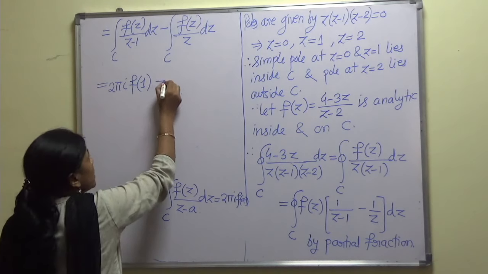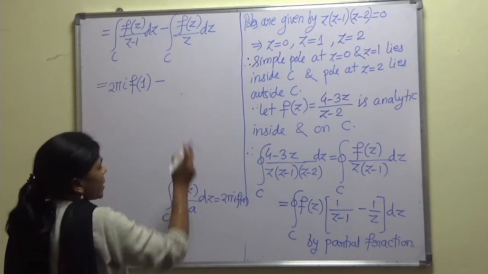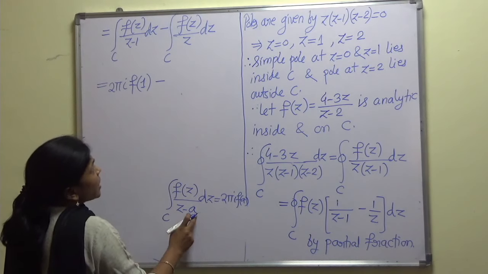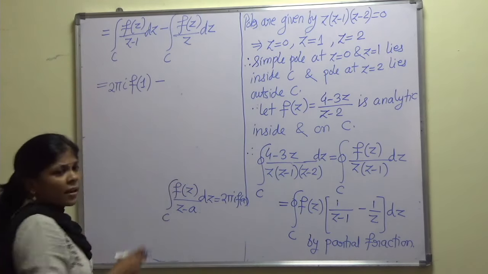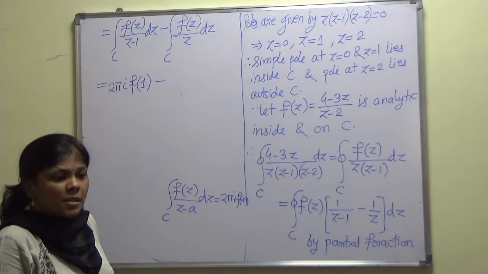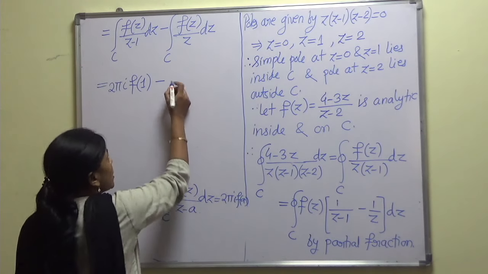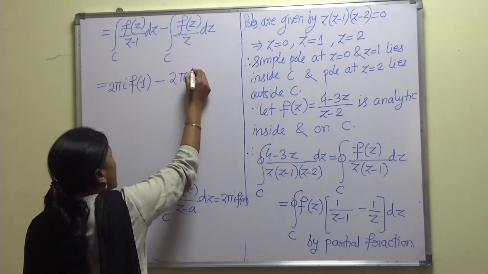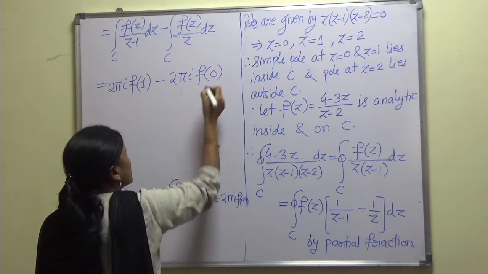In the same line, apply the next one. It is z minus a, and here we have z minus nothing. It means a will be 0, right? So put a as 0 over here. What we get is 2 pi I times f of 0.